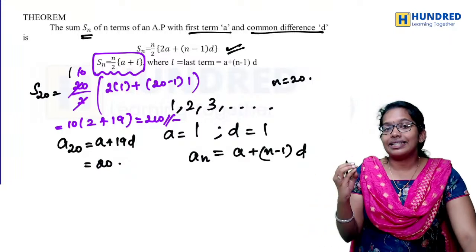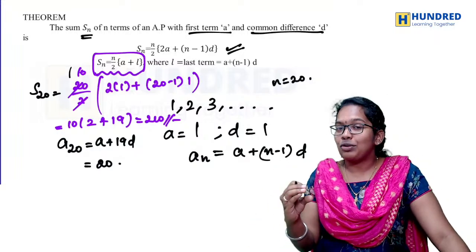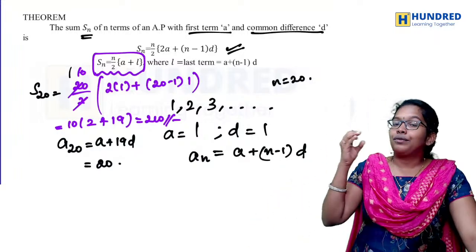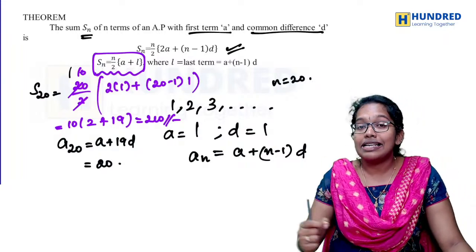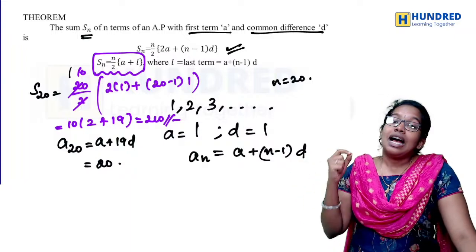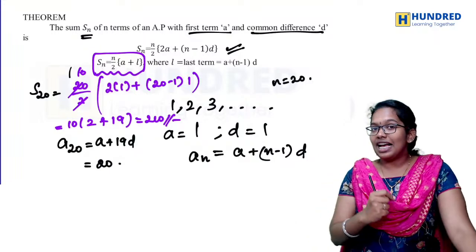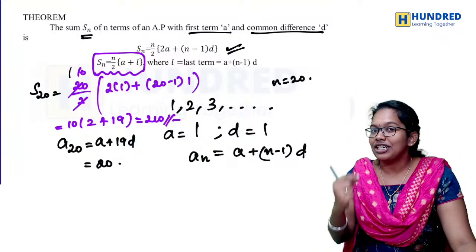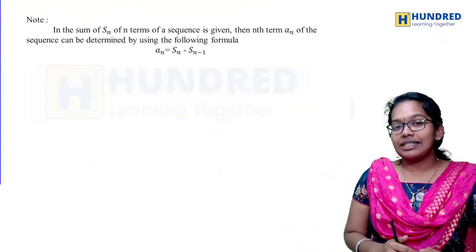So to find Sn, that is the sum of n terms, there are two formulas. One, if the first term and the common difference are given, the first formula is Sn is equal to n by 2 into 2a plus n minus 1 into d. Otherwise, if the first term and the last term are given, the formula is Sn is equal to n by 2 into a plus l. Okay? Yes, so let's move on to the next thing.